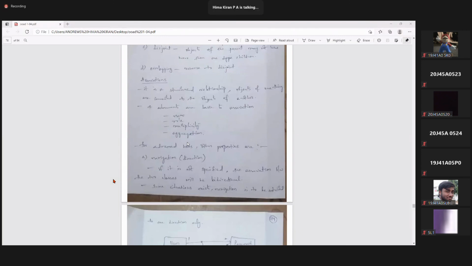I said that association relationship is used to establish or to start the communication between objects. Now, what are they? And differentiate between those two things.